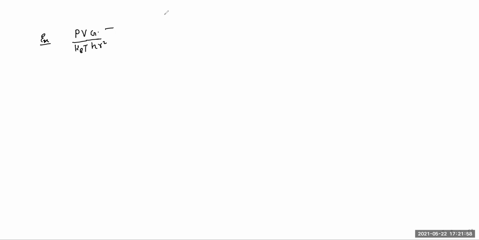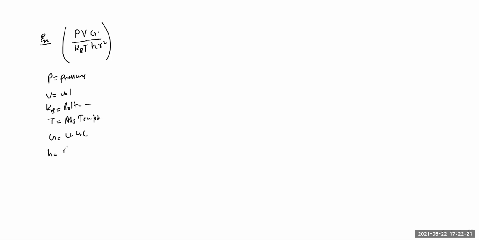Okay. This is the question. Sir, what is P? P is pressure. V is volume. K_B is Boltzmann constant. T is absolute temperature. G is universal gravitational constant. H is Planck's constant. R is distance. I think I have mentioned all. You guys can go ahead and tell me now.